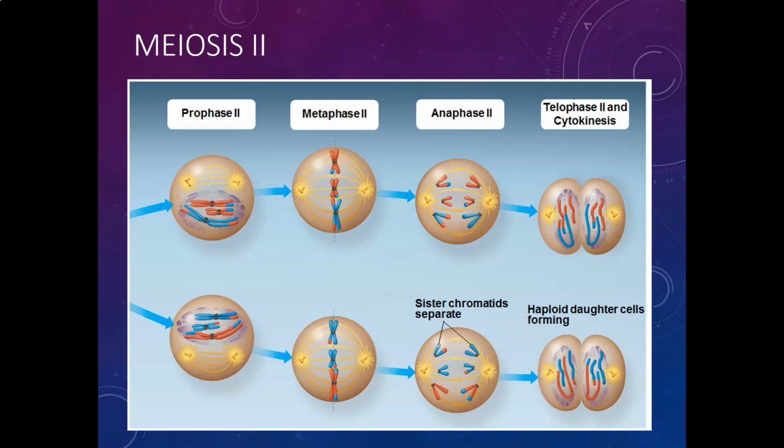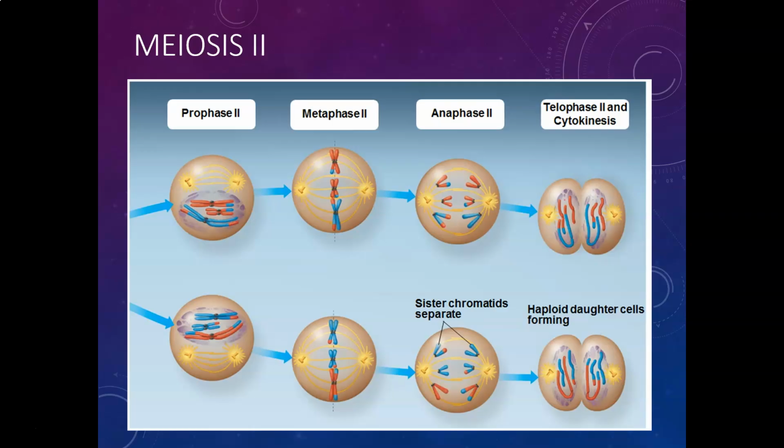We get to meiosis 2, and now I have got 2 cells going through that process, and the things that are going on in meiosis 2 look a lot more similar to what happened in mitosis. So prophase 2, centrioles moving to the poles, spindle fibers attaching, nuclear membrane disappearing. We get to metaphase 2, and now those chromosomes line up in the center, but remember each cell now only has 23 chromosomes.